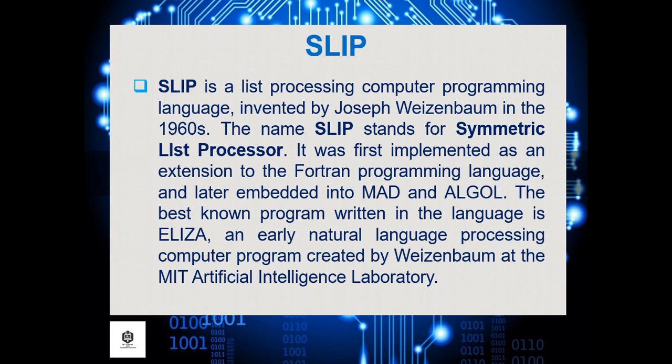SLIP is a list processing computer programming language invented by Joseph Weizenbaum in the 1960s. The name SLIP stands for Symmetric List Processor. It was first implemented as an extension to the Fortran programming language and later embedded into MAD and Algol. The best-known program written in the language is ELIZA, an early natural language processing computer program created by Weizenbaum at the MIT Artificial Intelligence Laboratory.